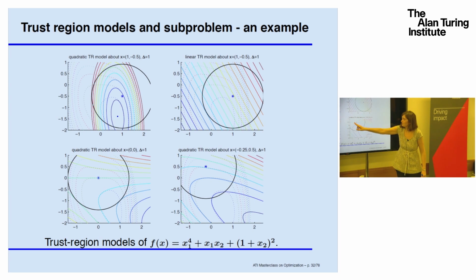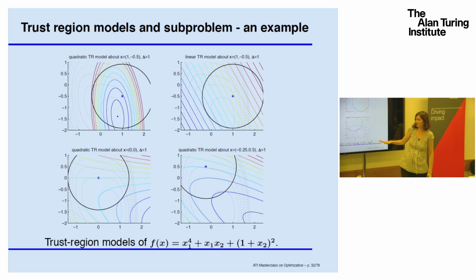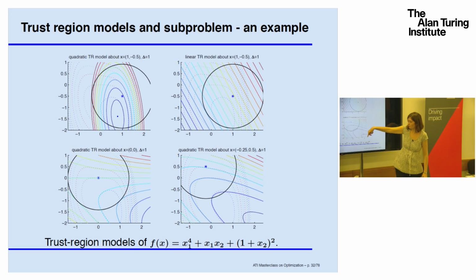And here we have a convex local quadratic model, and the full global minimizer is outside of the trust region. And so again, the minimizer is going to be on the boundary of the trust region constraint.